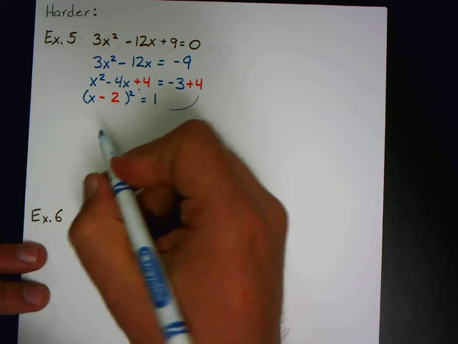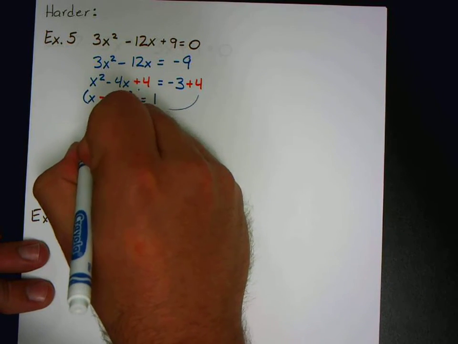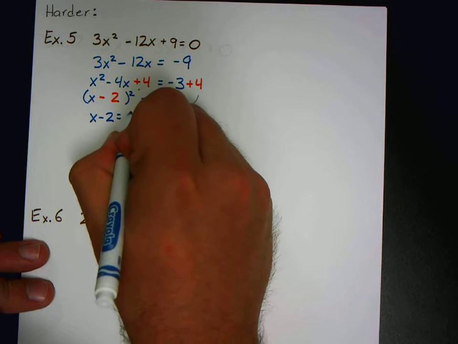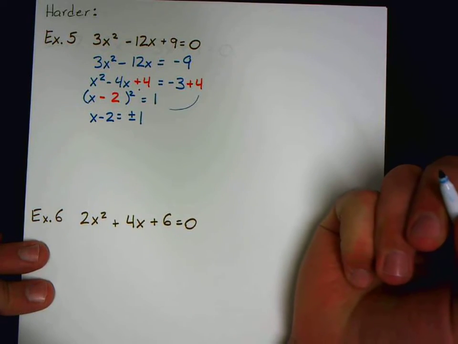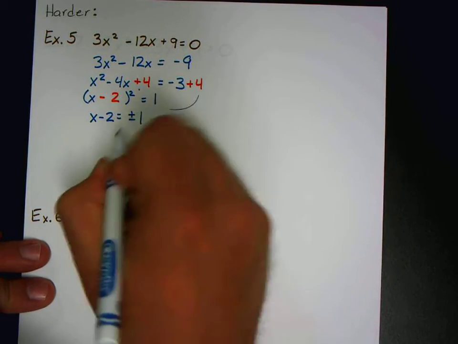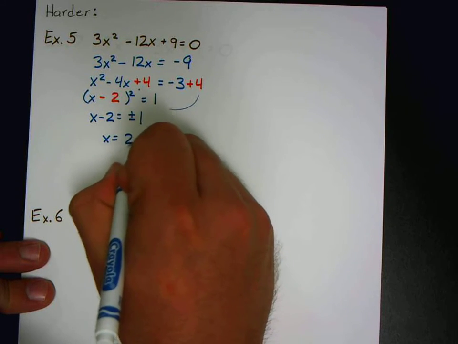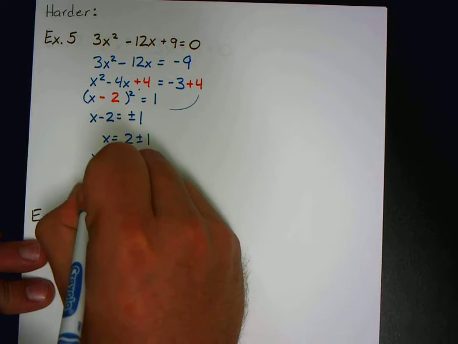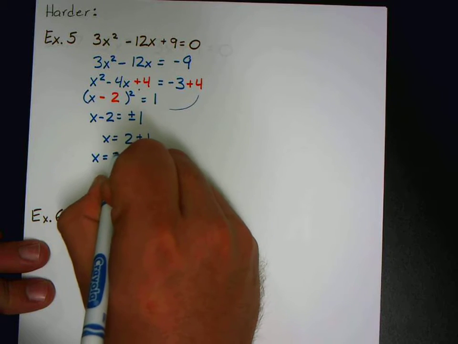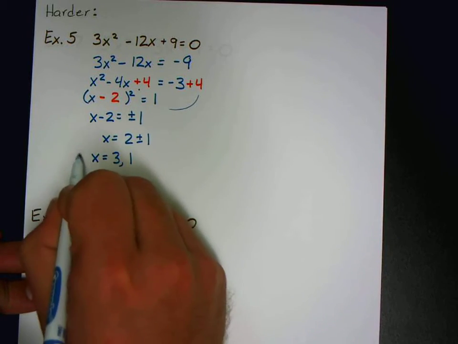So I square root both sides. Add my 2. So x is going to be 3 and 1.